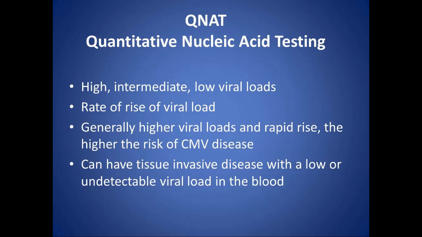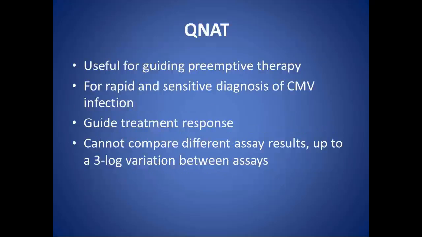Again, if they have a very high viral load, it's more likely they have CMV disease. Also, if you have a rapid rise in the PCR. So maybe you have somebody that has a very low level PCR, maybe just a couple hundred, but then a week later they have 10,000. So you can look at that as well. You can look at the rise, and if it's a rapid rise, it's more indicative of CMV disease.